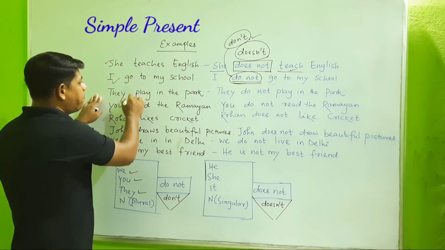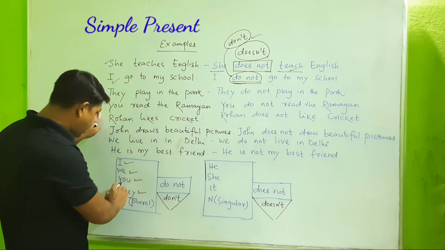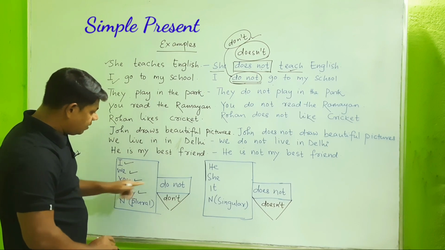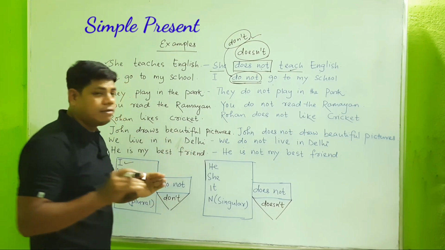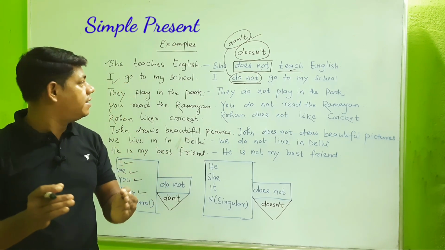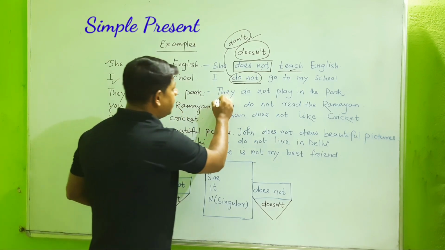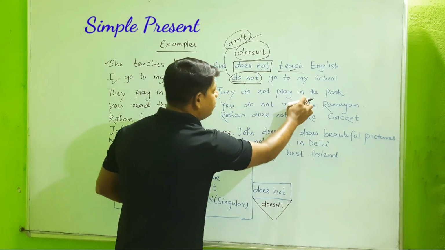Okay. So, they play in the park. They is plural here. So you have to write "do not". When you are going to convert this sentence into a negative sentence, you will write like this: they do not play in the park.